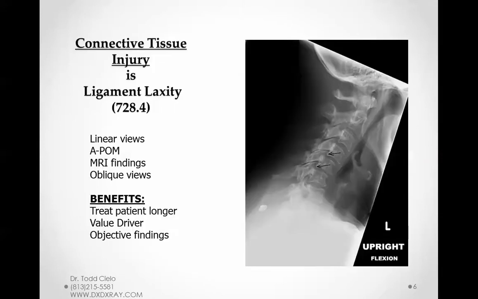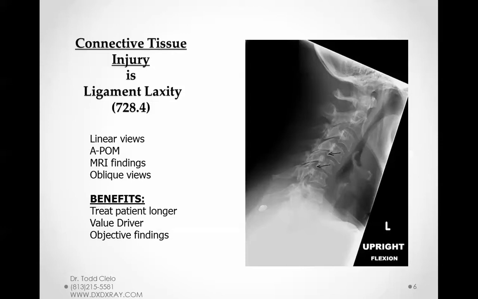So the connective tissue injuries. Ligament laxity. The code is 728.4. 728.4 is a diagnostic code. And that code has a few benefits. One is you get to treat the patient longer. Two, it's a value driver. So these severity points that are added up throughout the case create value drivers.